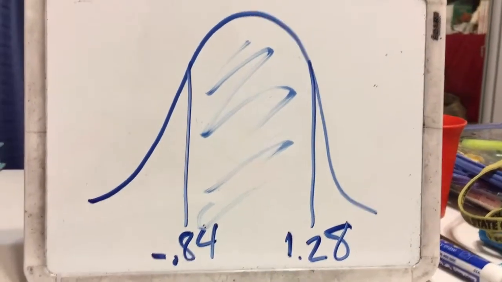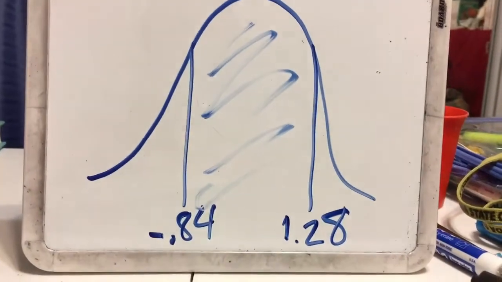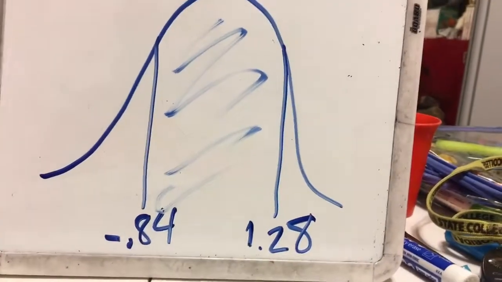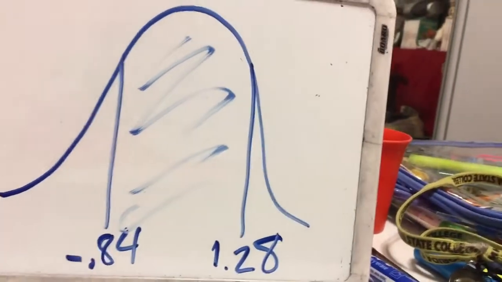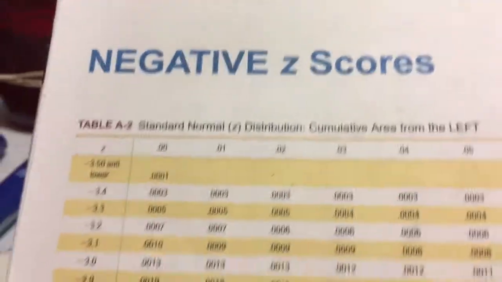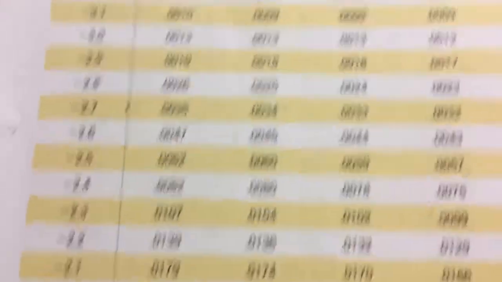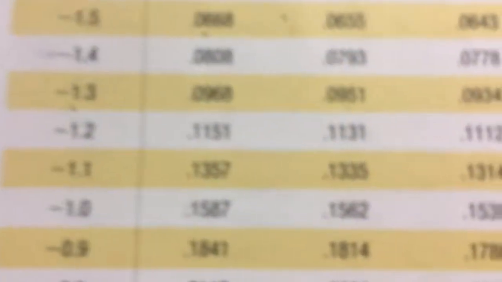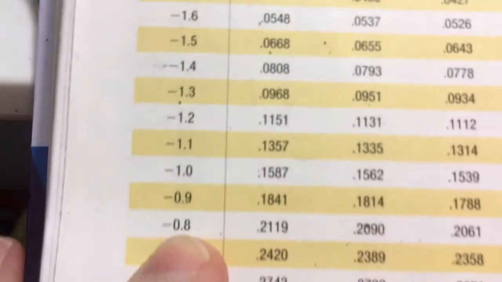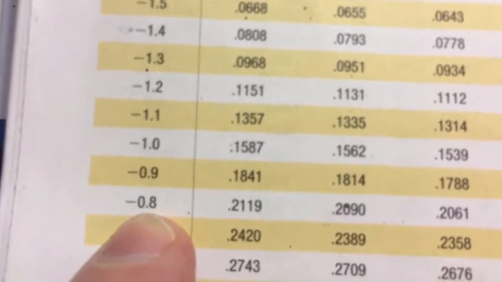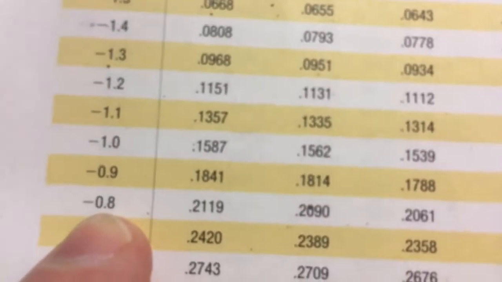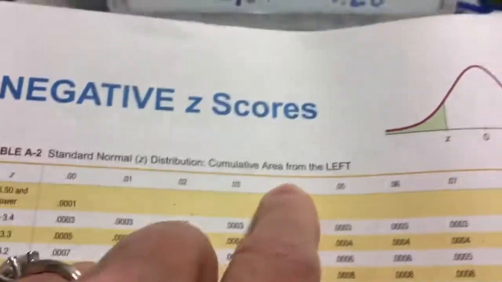Okay, so I drew a little picture of what we were looking for, the area between those two z-scores. So now I'm going to go to my book on the negative side of the z-score chart. So here's the negative z-scores, and we're going to negative 0.8, which is down at the bottom. Remember, the negative score is a little bit backwards to what you're thinking. So negative 0.8 is way down here close to the bottom, and negative 0.84, so my 4 column is here.